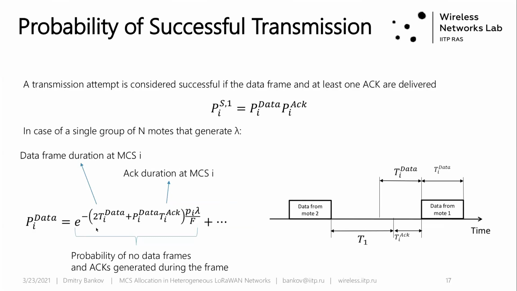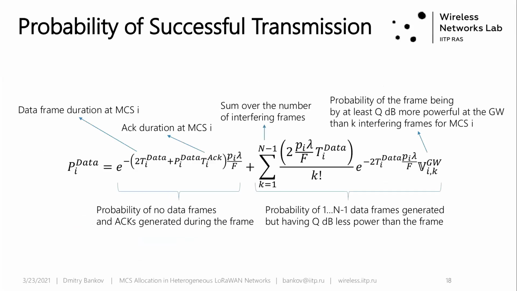But this here is the situation when the considered frame does not intersect with any other frames. So it will be delivered successfully in this case. But also, as I said, we have capture effect in LoRaWAN networks. And so if we have some mode which transmits its data frame during the considered frame transmission, we still have some probability that the considered frame will be received successfully. And we take this situation into account in this sum.